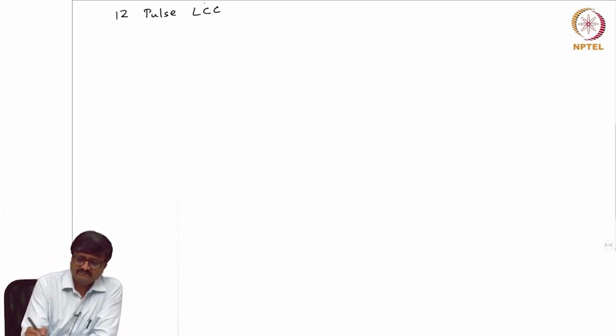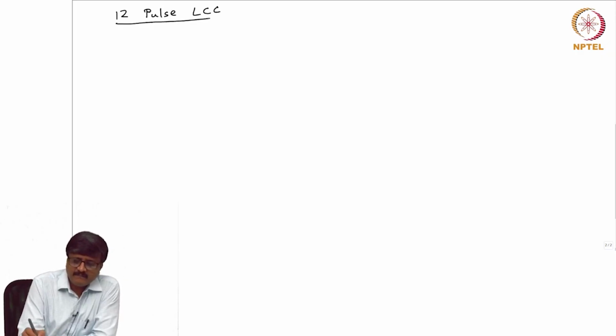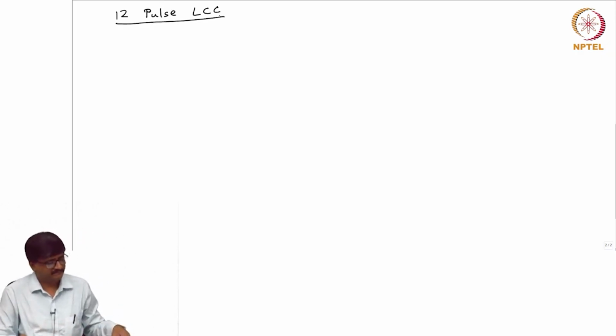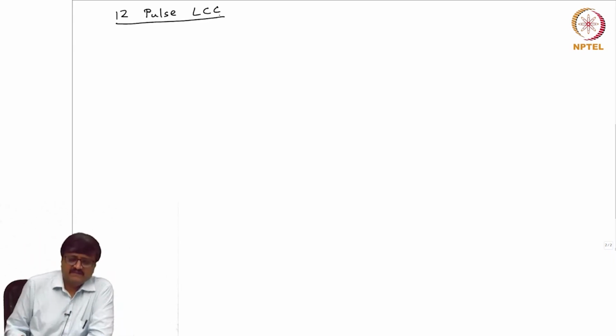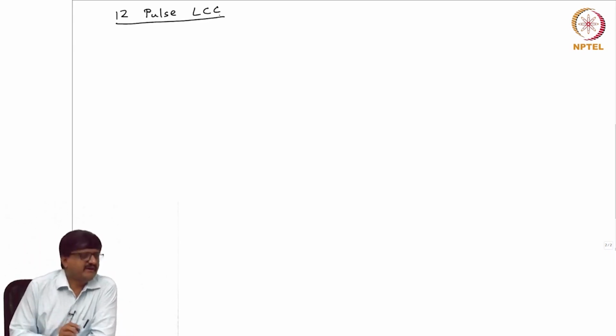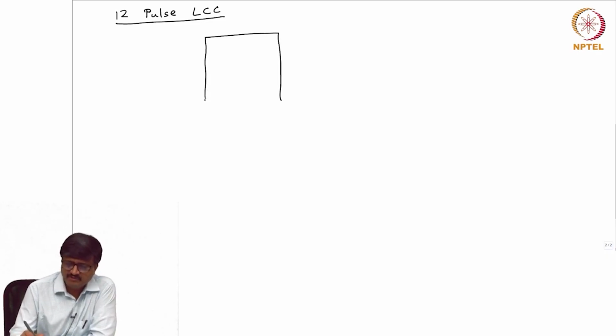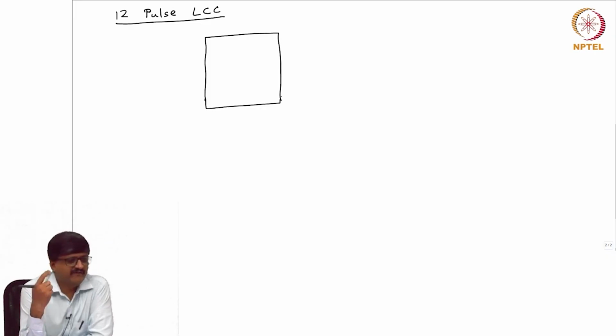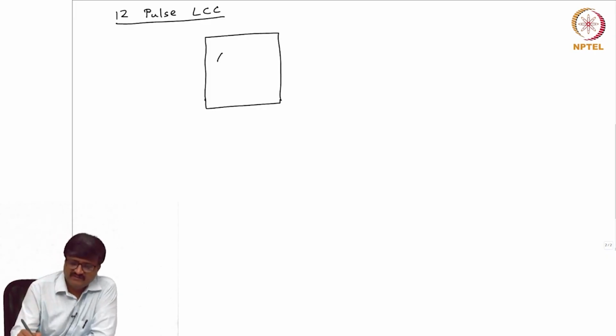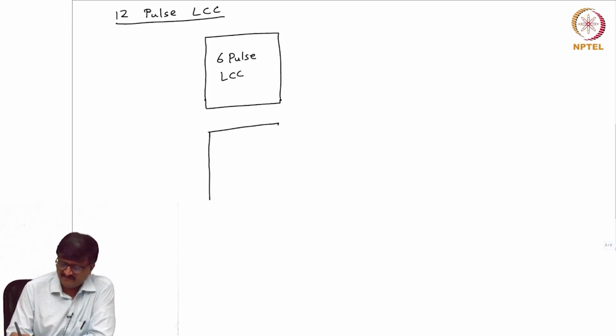Let us continue our discussion on 12 pulse LCC. Now, we have seen the circuit. I will not try to draw the entire circuit diagram, but I will just show that there are two 6 pulse LCCs in addition to two transformers. For example, I can have one YY transformer, one Y delta transformer. So, there is a 6 pulse LCC. There is another 6 pulse LCC.